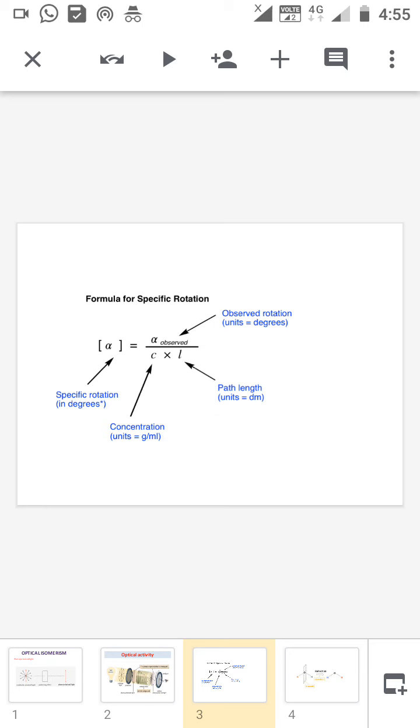So we should mention the solvent which is used for the analysis, the temperature at which the experiment is carried out, and the wavelength which is used in the polarimeter. Then we should also mention the value, plus or minus, and the quantity and the solvent used for the analysis. From the sign we can identify that here, in the case of plus 66.5, it is dextro-rotatory and the quantity is 66.5.